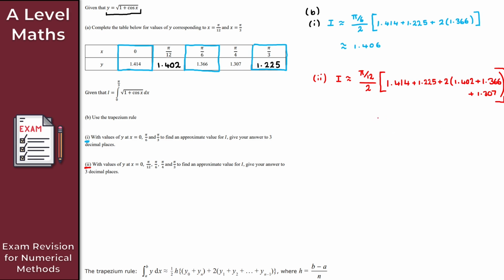And then all you need to do here is just put this into your calculator. And if you do this correctly, again, just make sure that you give your answer to 3 decimal places. We should get here for I, so this is the approximate value of I, 1.412. Okay, to 3 decimal places.